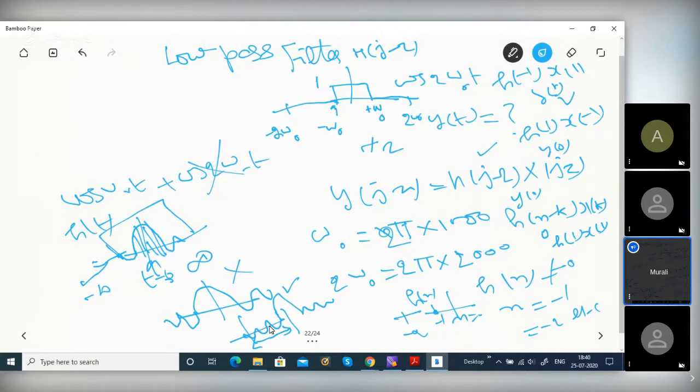So a causal system: you made a non-causal system into a causal system by truncating and giving a delay. This is how you will implement a low-pass filter. But the frequency response will not be like this. It will not be 0 outside omega naught. Some value will be there, and there will be some aliasing. That's okay. As long as that aliasing is very low, we can tolerate that. This is clear, right?